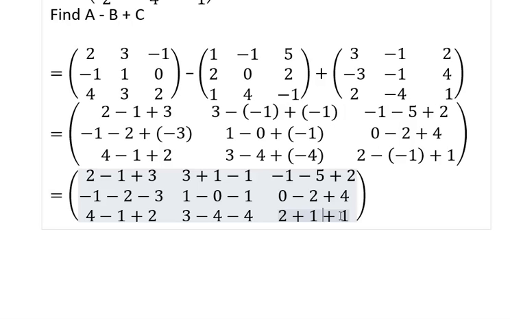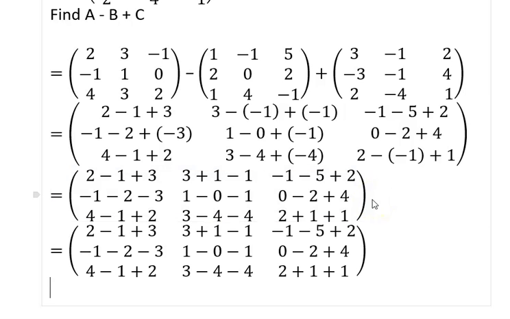So with this, we can now get our final answer. So let's go. So we now have 2 minus 1 will give us what? 1. 1 plus 3 will give us what? 4.